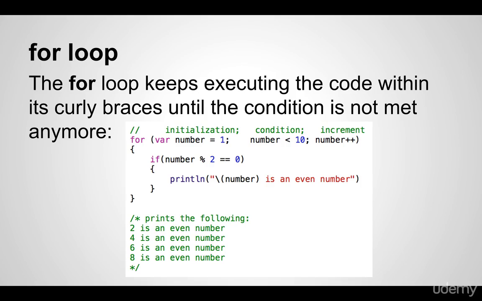But at 10, what's going to happen here in this example? The number needs to be less than 10. Look at the condition. Number less than 10. So at 10, what's going on? The condition is not met anymore, okay? So the condition is false, so it's not going to run the for loop anymore. And that's why in the print statement that you see at the bottom, it only prints 2, 4, 6, and 8, okay? All right. So that's all you need to know for the for loop.